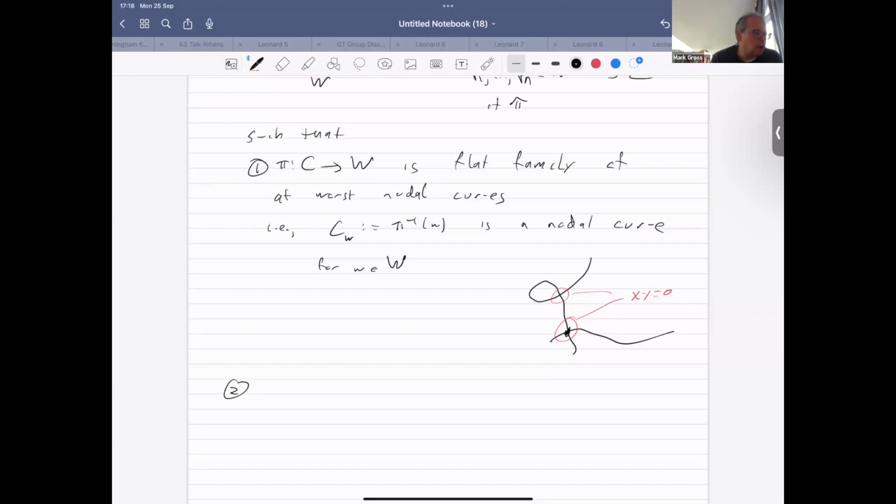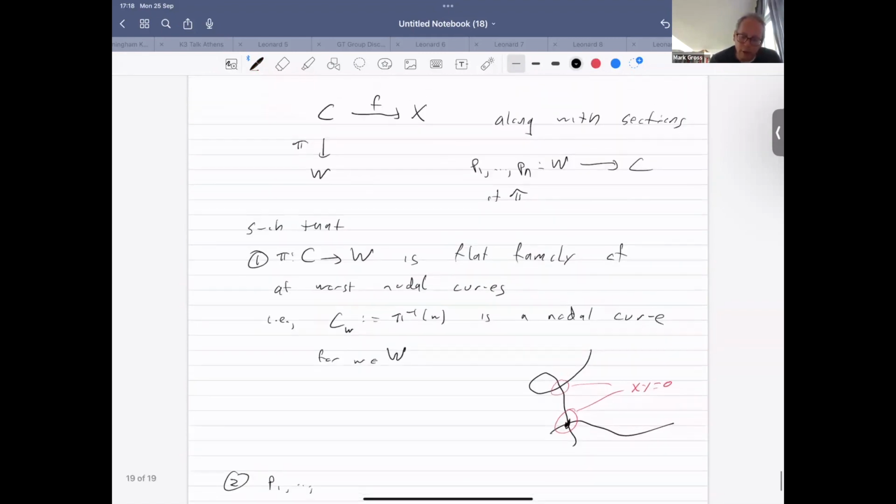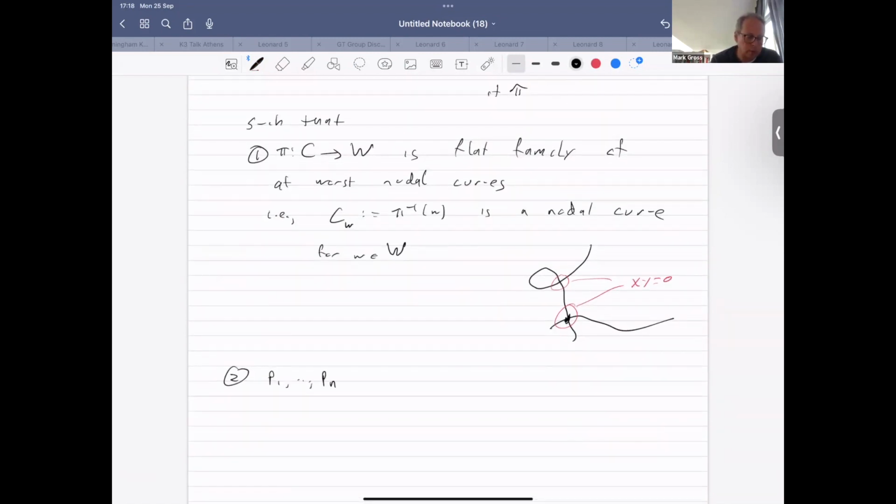Secondly, p1 through pn are sections with disjoint images, disjoint from the nodes.